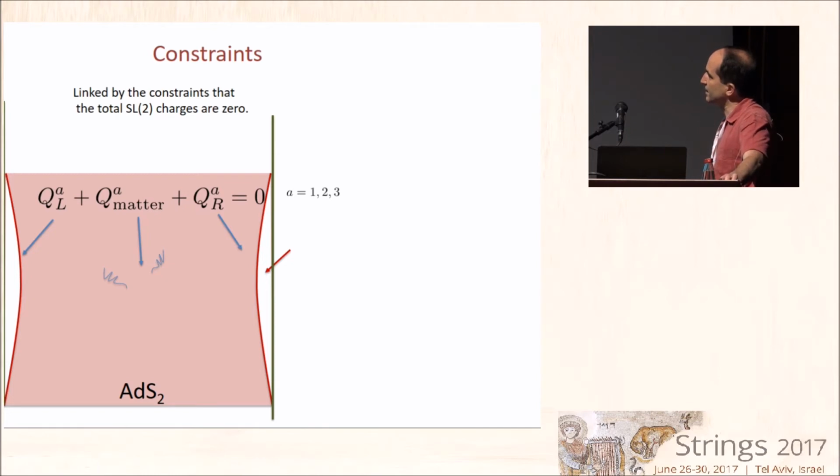And we get these global constraints, which tell us that if we, for example, calculate the SL2R charges of the matter here, and one of them, for example, is the time translation symmetry, conjugate to the translation symmetry in global time, that's one of them. And we add them to the similar charge for the left boundary particle and the right boundary particle. They all should sum up to 0, and in this way they are linked.